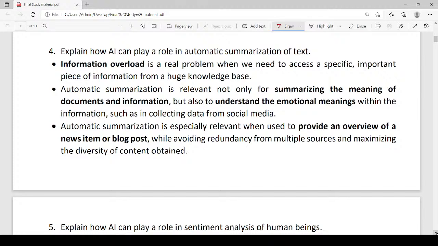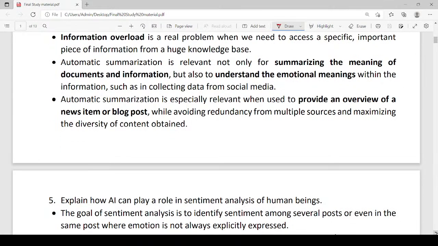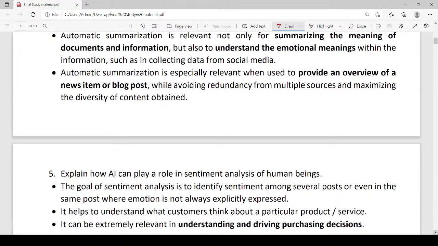Now the next question to you all is, how AI can play a role in sentiment analysis. What is sentiment analysis? Have you come across this term? Did you all read about sentiment analysis? What is sentiment analysis all about? Identify the sentiments among several posts. Exactly. So here the goal is to identify what is the underlying sentiment given in the post.